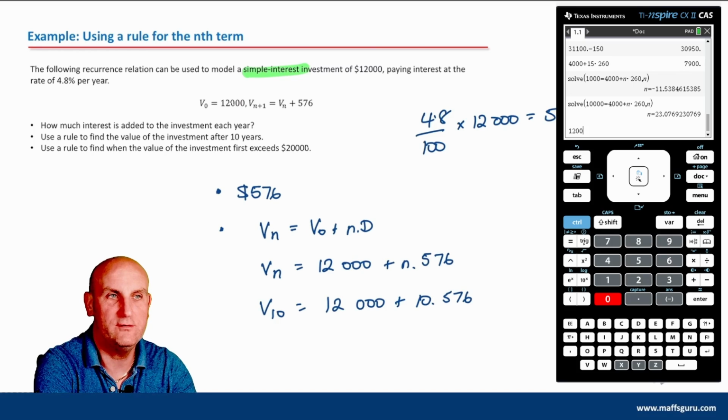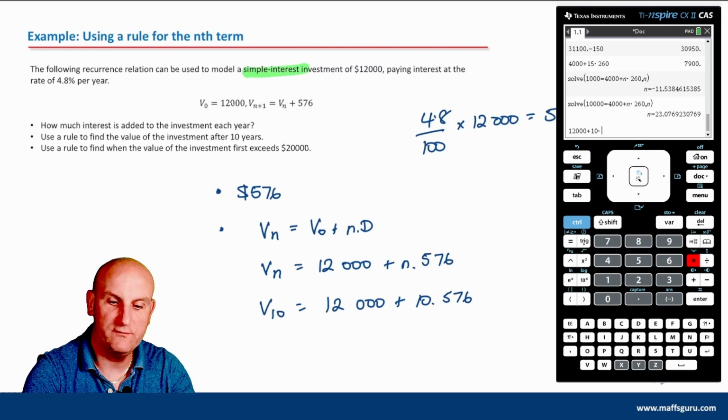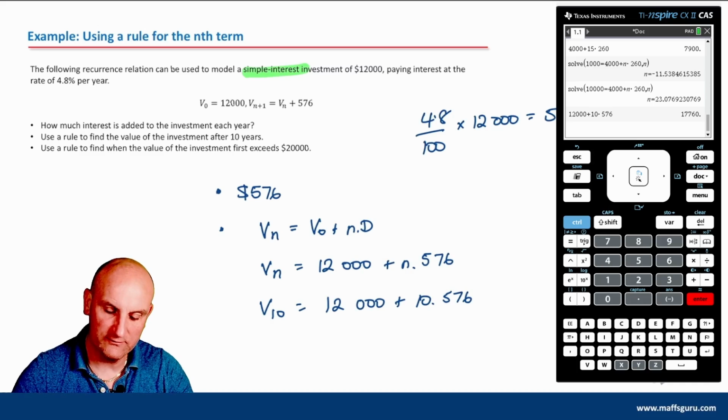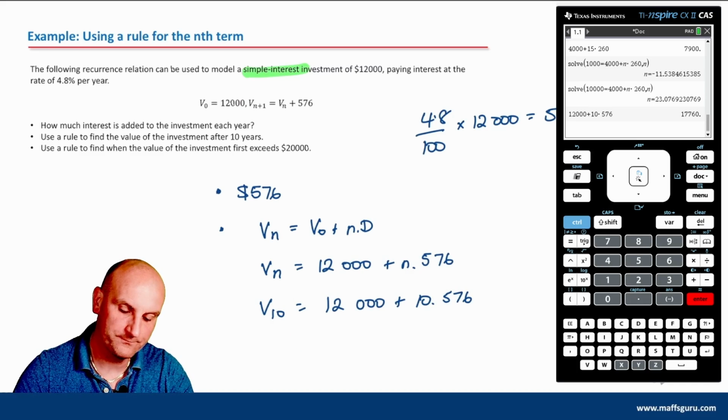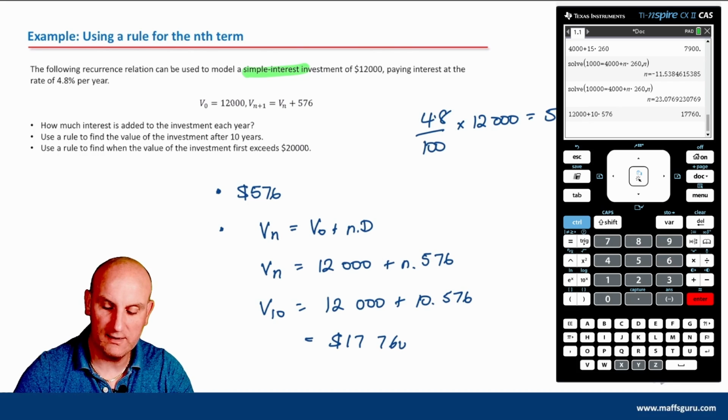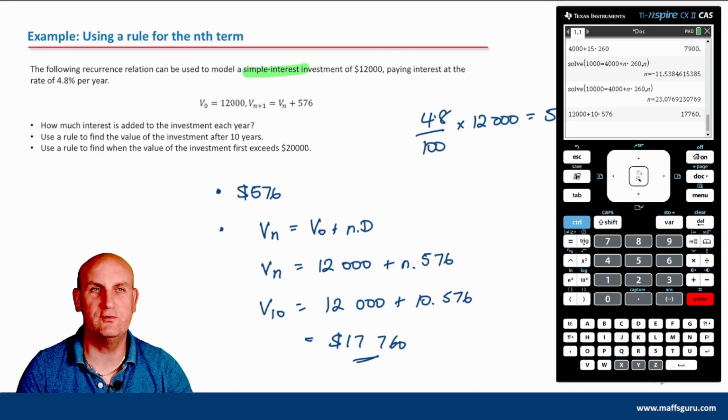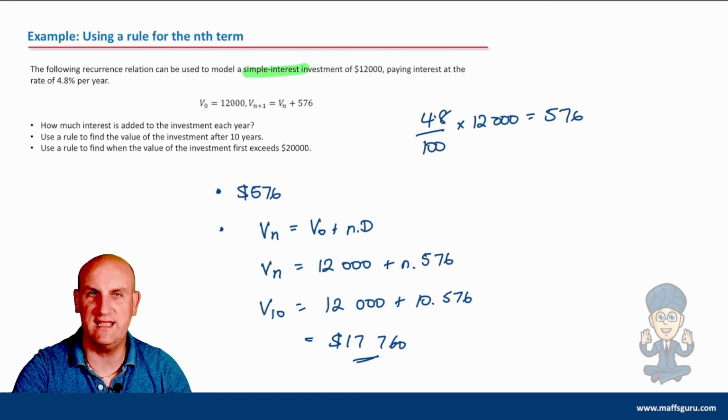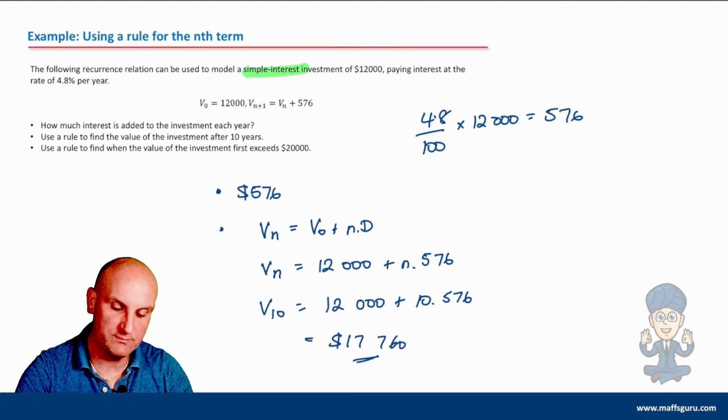So if I do 12,000, I'm going to add on 10 times 576, hit enter, gives me a value of $17,760. Ka-ching! Use a rule to find when the value of the investment first exceeds $20,000, exactly the same as we did before. They're now basically giving me a value of the investment. That's V of n, the value of my investment. So I now know that we're looking for V of n to be 20,000.